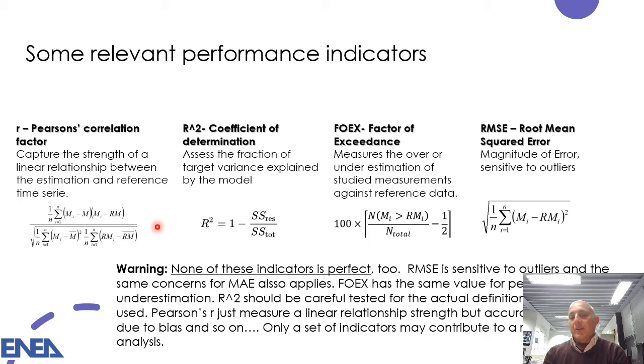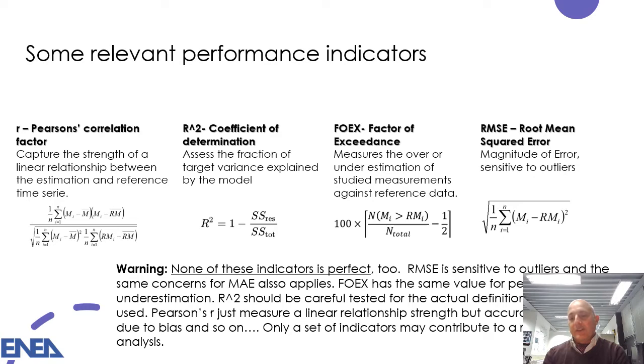is significant. The FOEX has the same value for perfect fit and for total underestimation, which is something that you have also to take attention to. Or R squared should be carefully tested for the actual definition that has been used, because you will find different definitions in different papers sometimes, while I am here reporting what I think is the correct formula to use in our estimations. Pearson is just a measure of linear relationship strength, but accuracy may be low due to bias and so on. So only a set of indicators may contribute to a complete regression analysis.